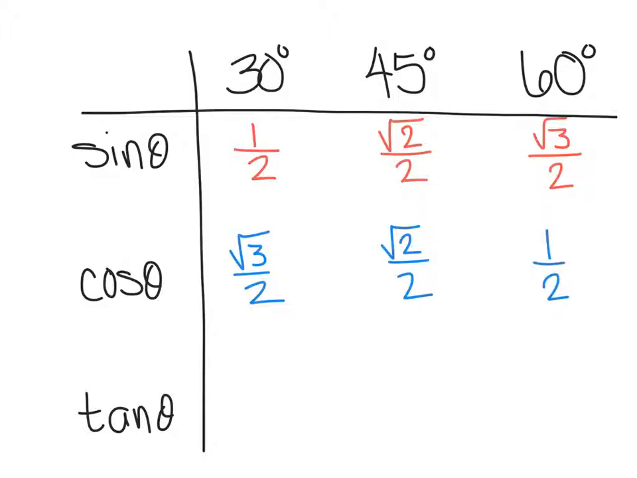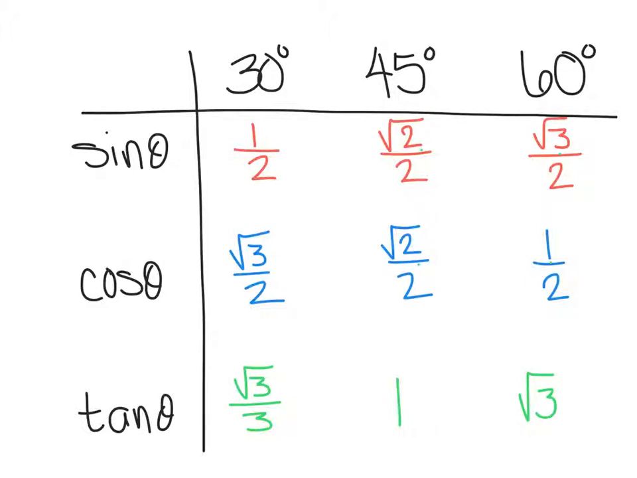And when you get to tangent, all you've got to do is take your sine value and divide it by your cosine value. Dividing one fraction by another is a quick review of, I like to use keep, change, flip, but ultimately what you're going to end up with here is 1 over radical 3, which when rationalized becomes radical 3 over 3. Radical 2 over 2 divided by radical 2 over 2 makes 1, and radical 3 over 2 divided by 1/2 makes a clean radical 3.